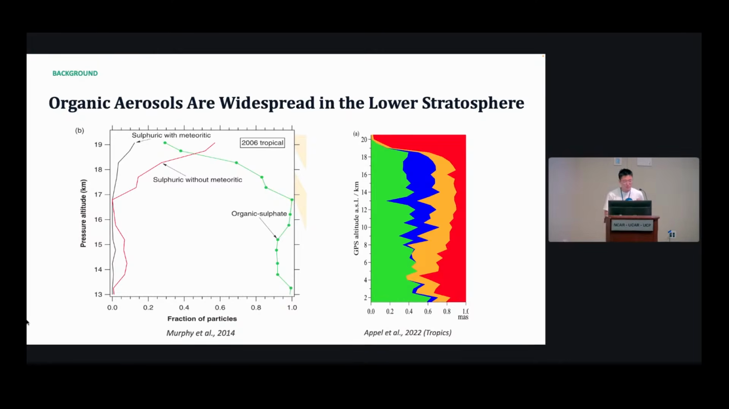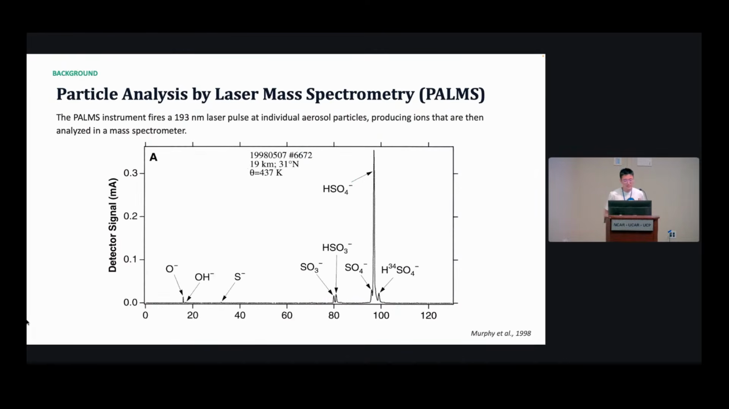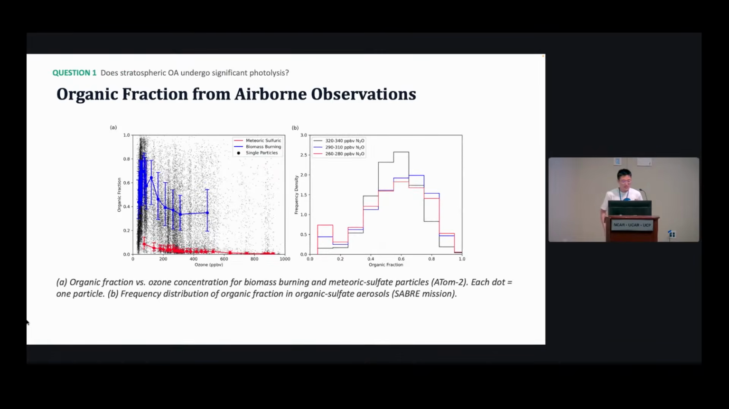So we wanted to dig into it, and we looked at the aircraft campaign data from PALMS measurements, which is a single particle analysis by laser mass spectrometry. And so we will look at the organic fractions from airborne observations.